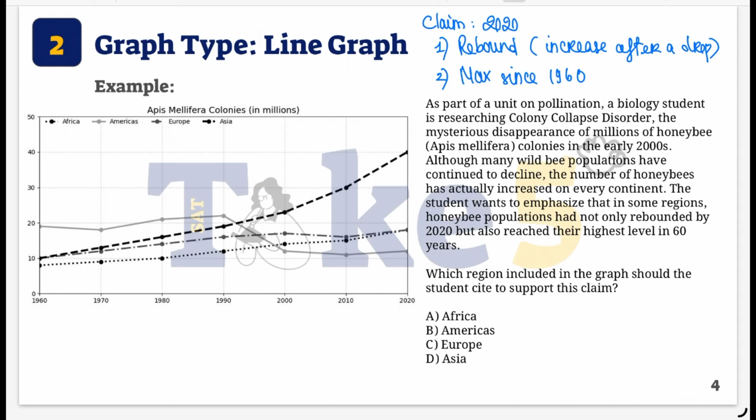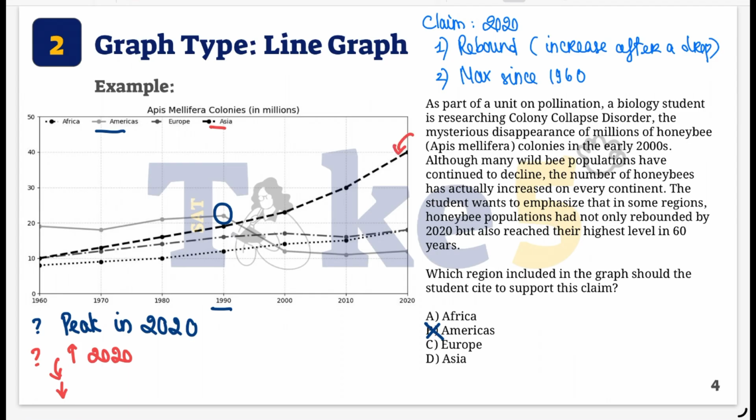Here it is easier to first spot which region experiences the peak in 2020. We can eliminate Americas since its peak is around 1990. For the other criterion, we are looking for an increase right before the 2020 point, but there has to be a decrease before this increase. So for Asia, it is a constant increase since the 1960s.